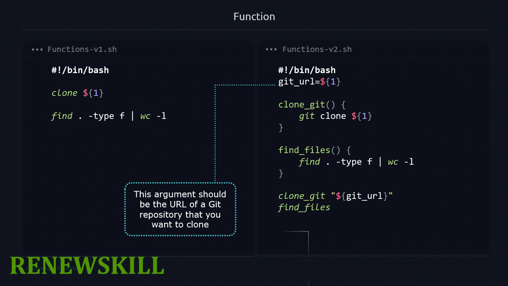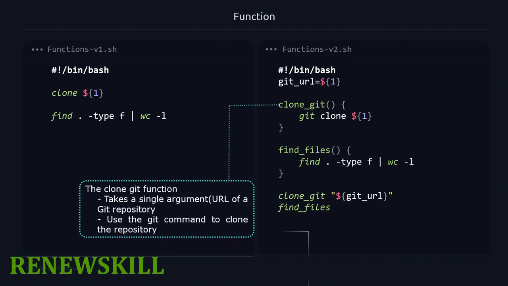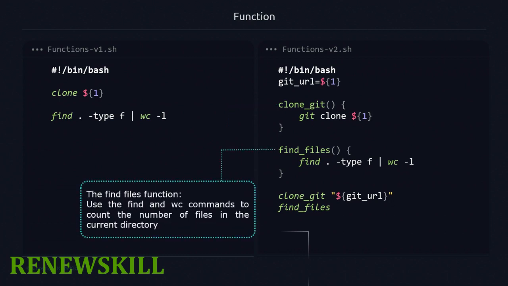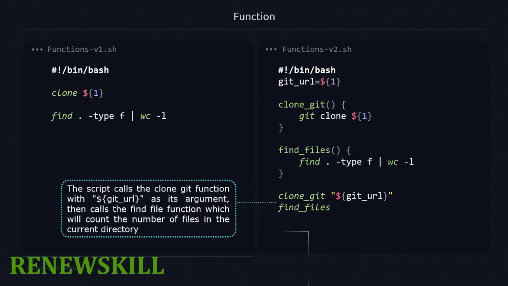The script then defines 2 functions, getClone and findFiles. The getClone function takes a single argument, which should be the URL of a Git repository. The function will use this argument on the git clone command to clone the repository. The findFiles function uses the find and wc commands to count the number of files in the current directory. Finally, the script calls the getClone function with get_URL as its argument, which will clone the Git repository specified by get_URL. The script then calls the findFiles function, which will count the number of files in the current directory.